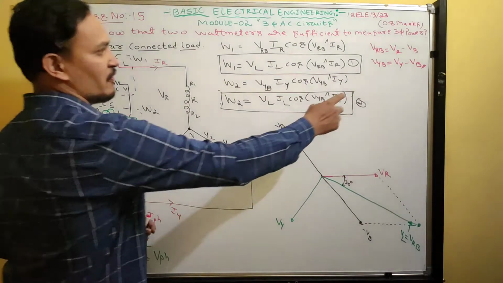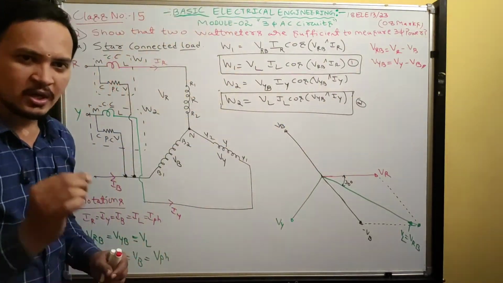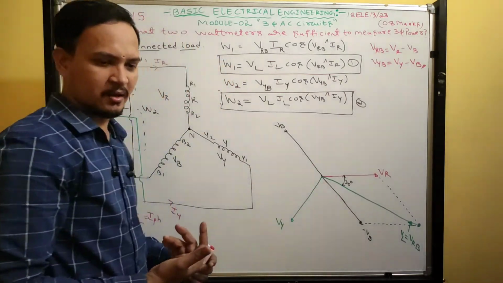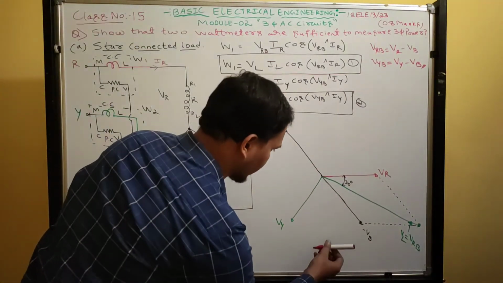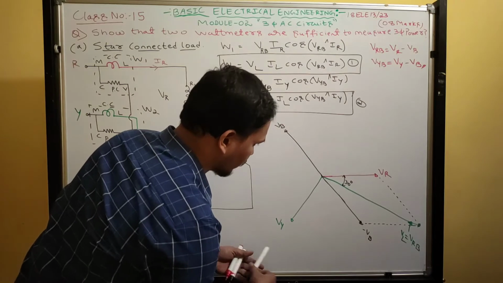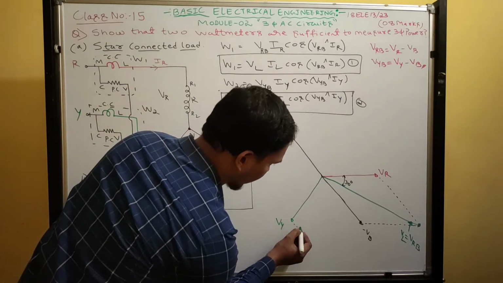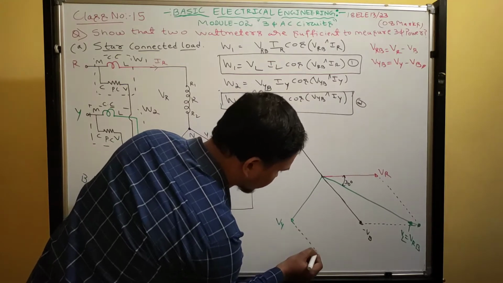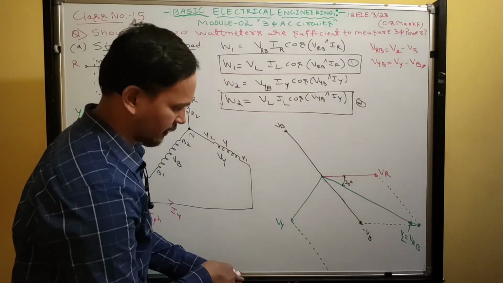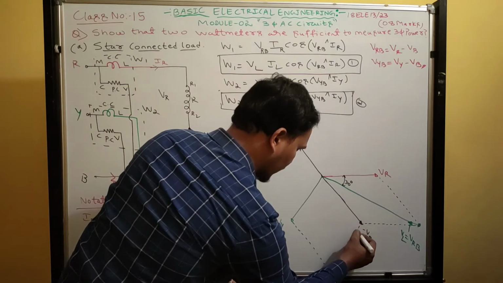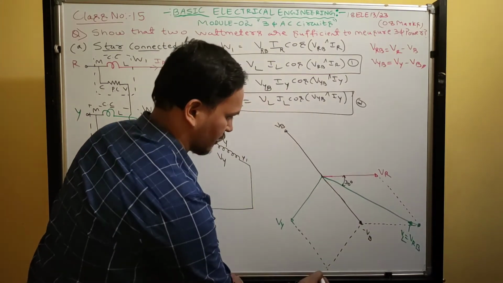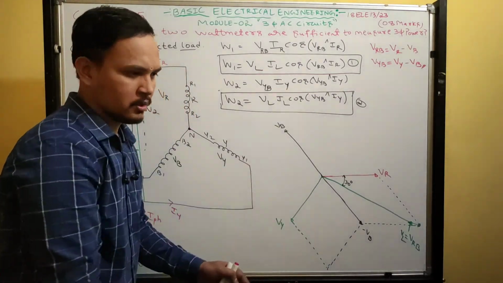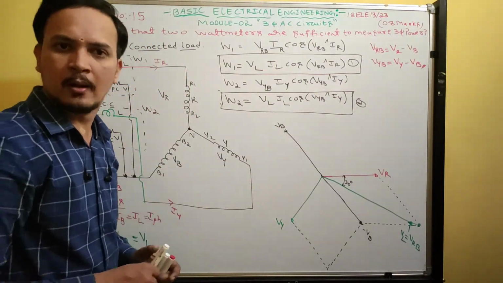Similarly, what is VYB? VY minus VB. VY is here, minus VB is there. So now you construct a parallelogram. From this point, draw a line parallel to this vector of same length. So I am drawing the vector of same length, somewhere there. Now from this point, draw a line parallel to this vector. Space is not available, so if we extend, at some point both vectors will meet.